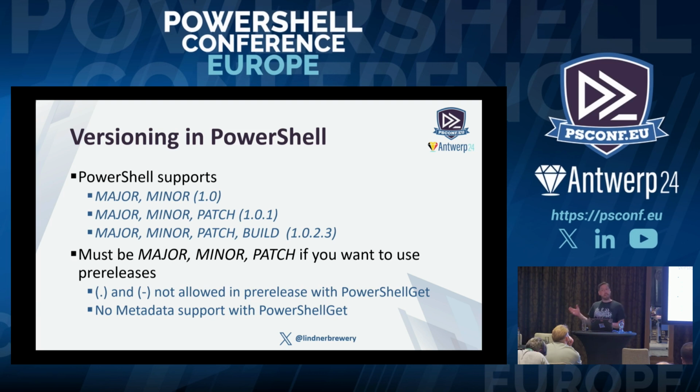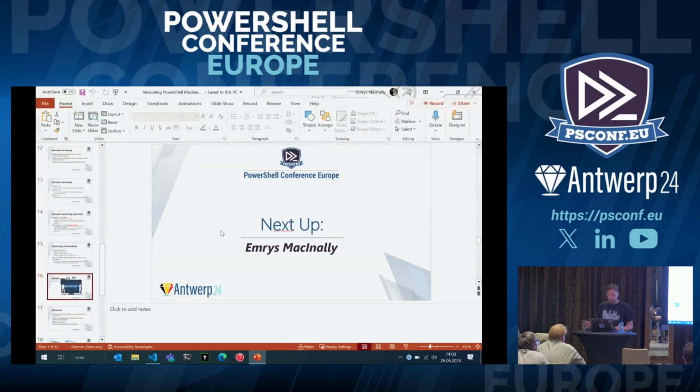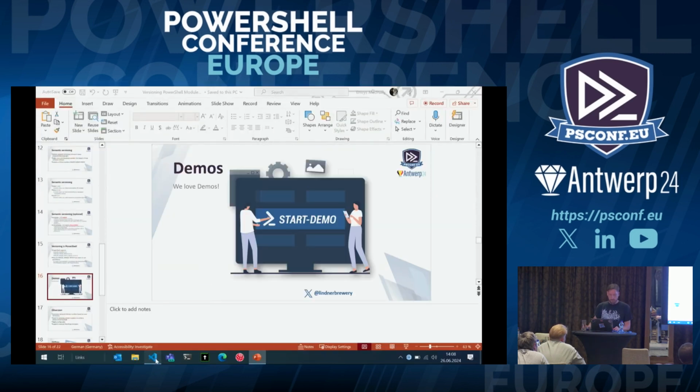I still use PowerShellGet. I don't use PowerShell ResourceGet yet currently because there are some issues with our repository. But if you use PowerShellGet, you cannot have dots or minuses in your pre-release tag. And there's no metadata support for PowerShellGet. Okay, that's it for the slides. Let's get into some demos.